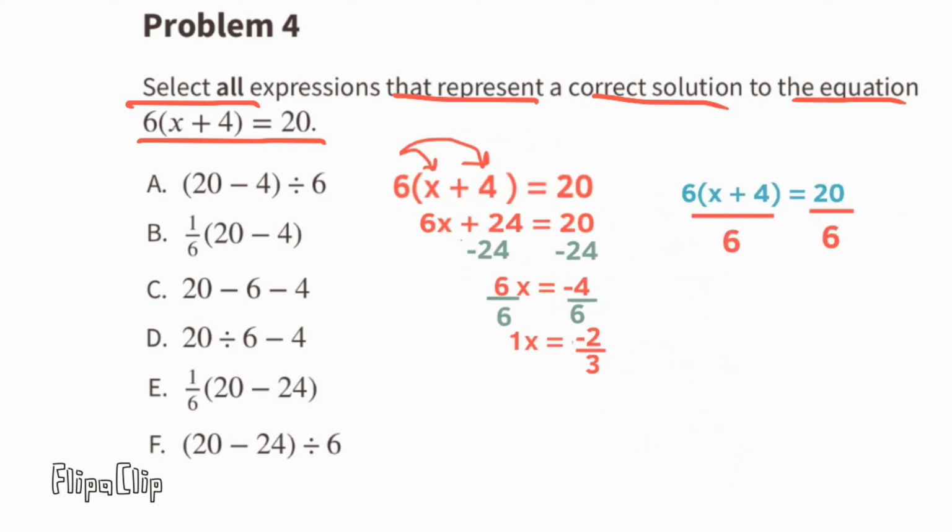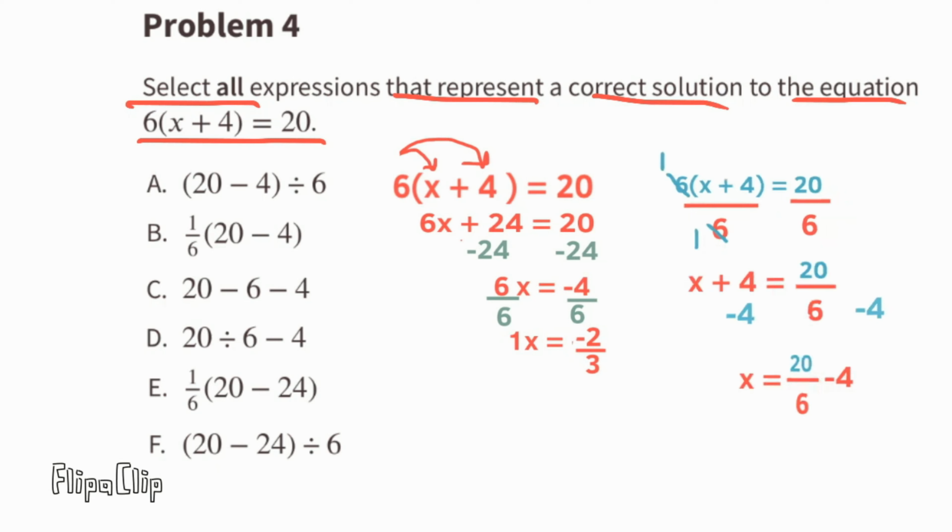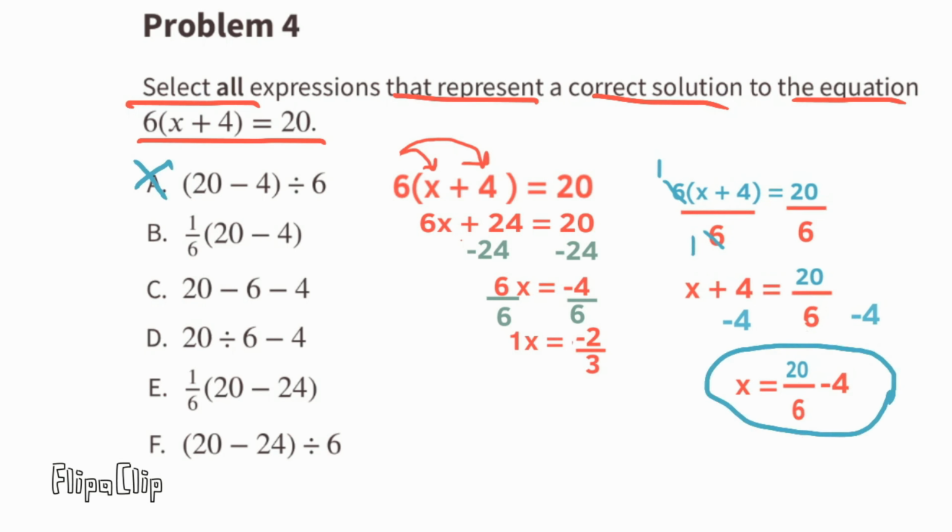We could also solve for x by dividing both sides by 6. 6 times x plus 4 divided by 6 leaves us with x plus 4. And 20 divided by 6 leaves us with 20 over 6. Subtract 4 from both sides, and you have x equals 20 over 6 minus 4, which is the same thing as x equals 20 divided by 6 minus 4.